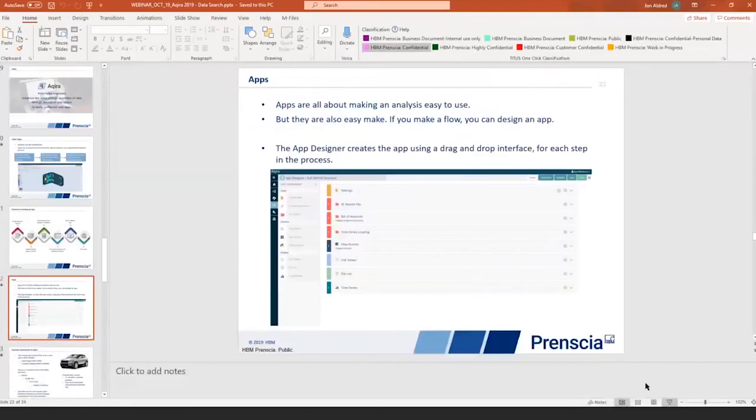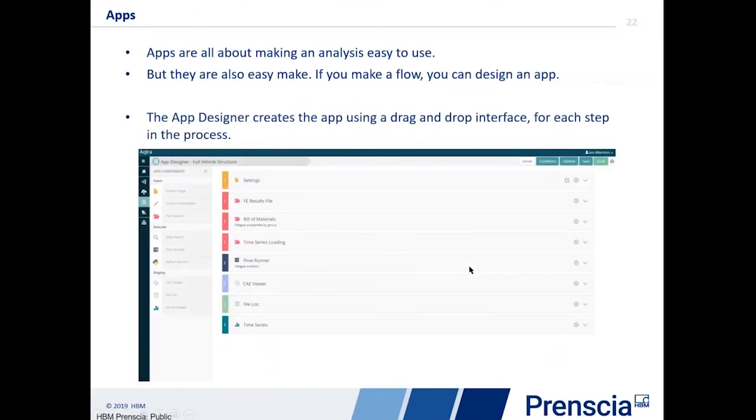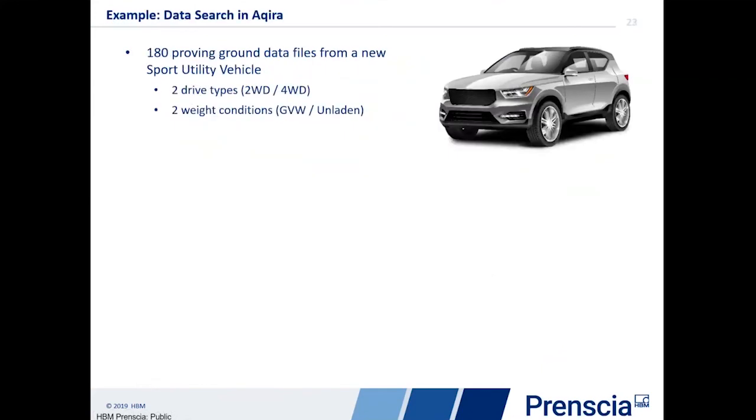So let's look now at how data search is then integrated into apps. And I think the best way to do that is by looking at an example. In this particular case, let's imagine we're working with data from a new sport utility vehicle. The sport utility vehicle has been tested at the proving grounds and run over various surfaces.